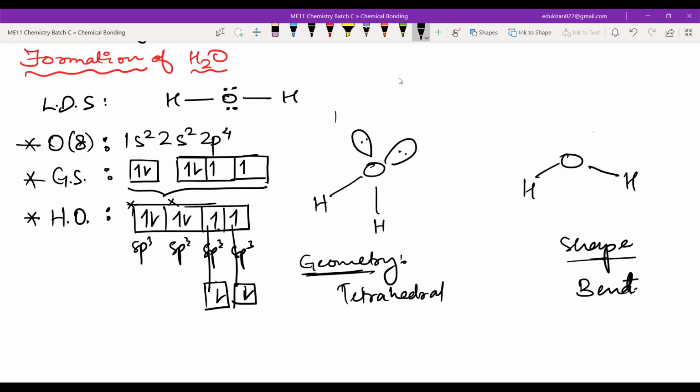Its geometry is tetrahedral. That is why geometry is always dependent on the hybridization that we will have. If you have sp3 hybridization, the geometry will always be tetrahedral. If you have sp2, it will be trigonal planar. If it is sp, it will be linear. Let me know if you're done with this one.